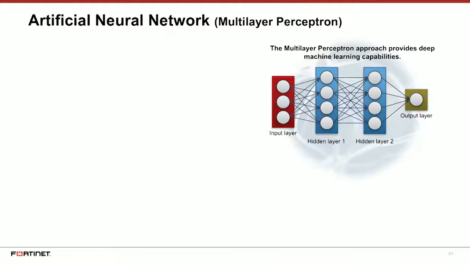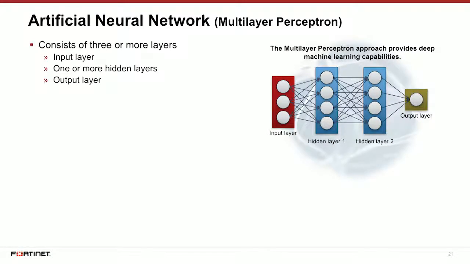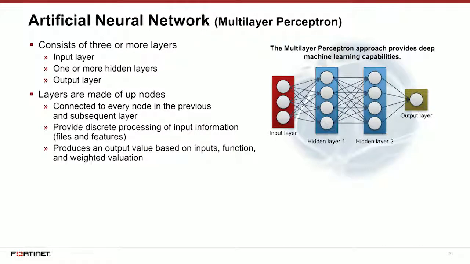So a little bit about models, features, and classification networks. One type of artificial neural network, we have a couple of them, support vector machines, random forests. The one I'm going to be talking to you guys about is called the multi-layer perceptron, and this is what we are using right now to do feature extraction and malware classification. It consists of 3 or more layers. We have an input layer, 1 or more hidden layers, and then the output layer.